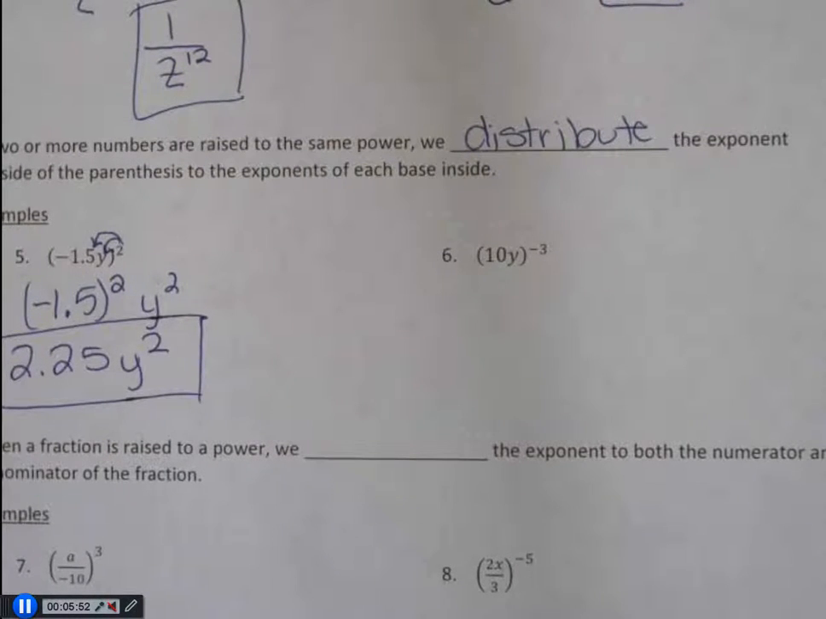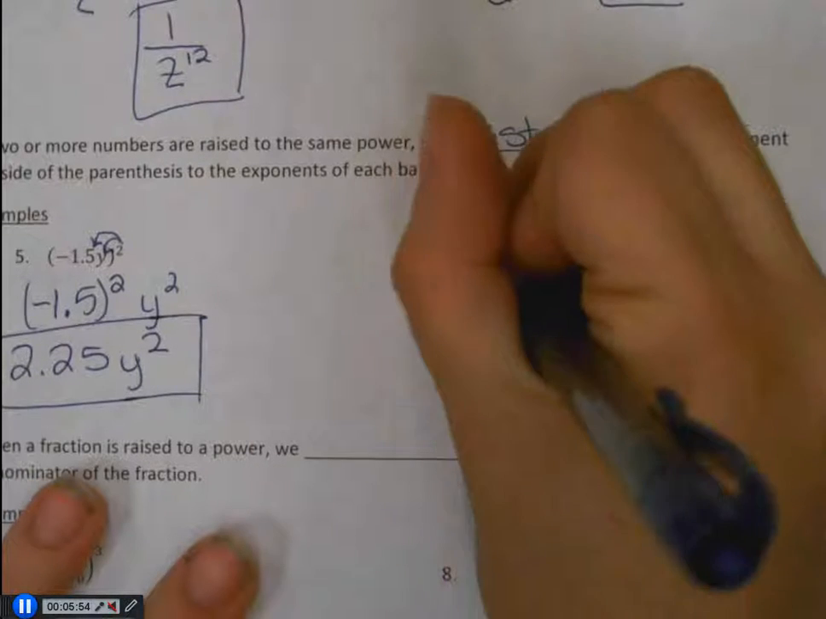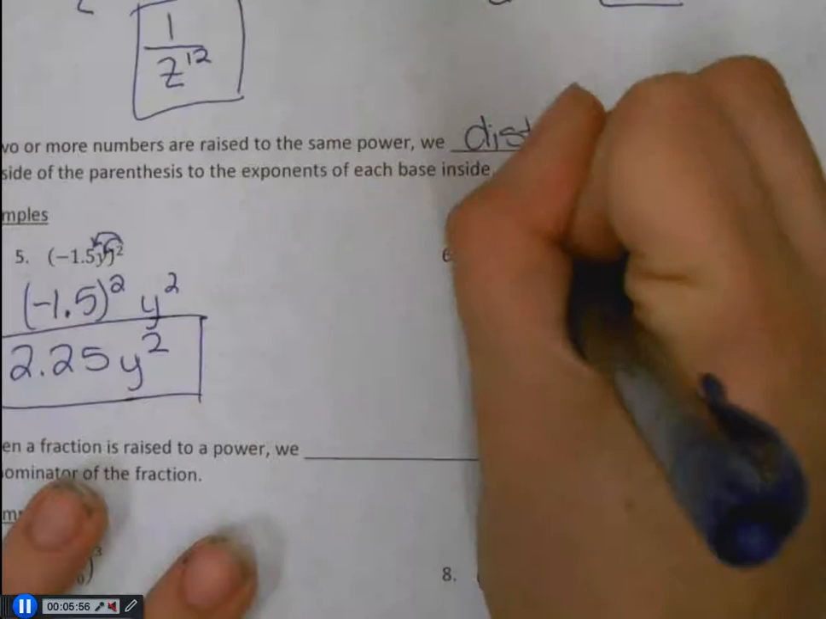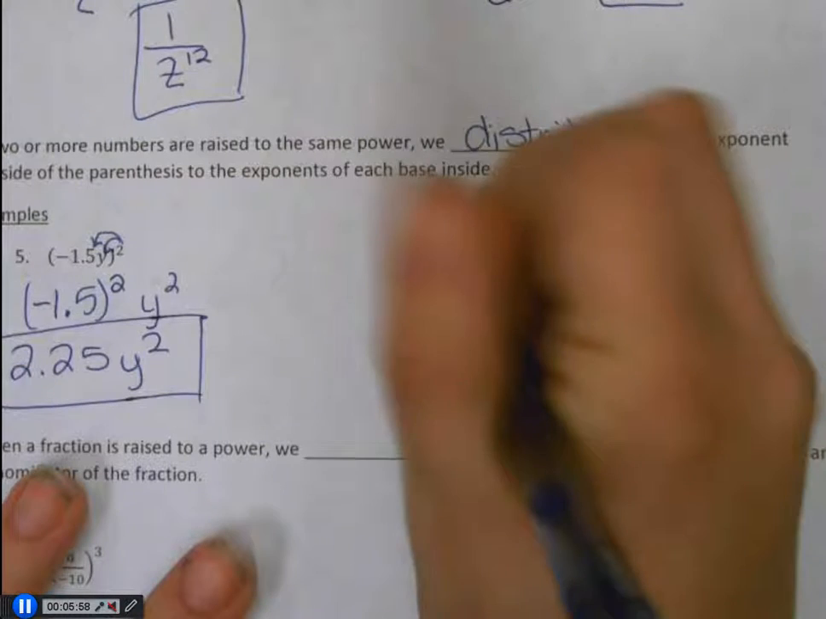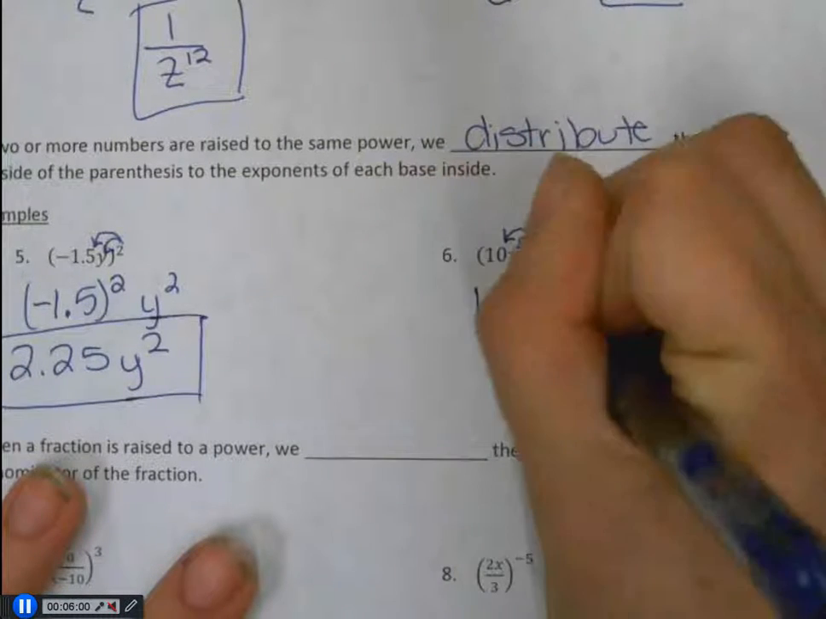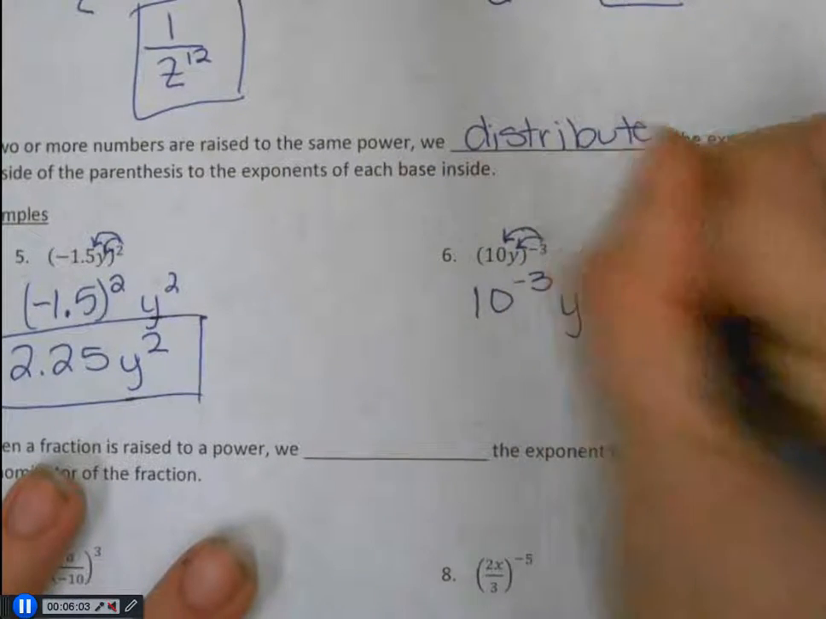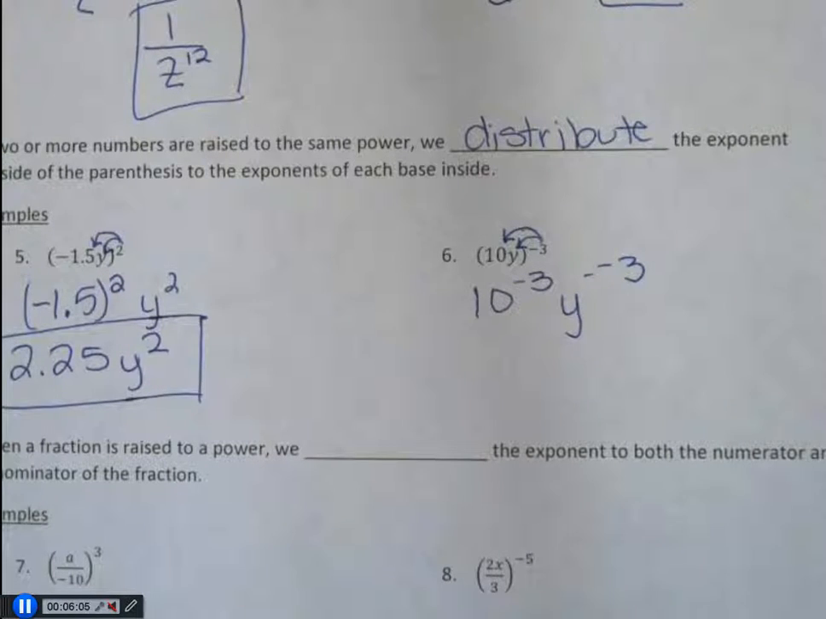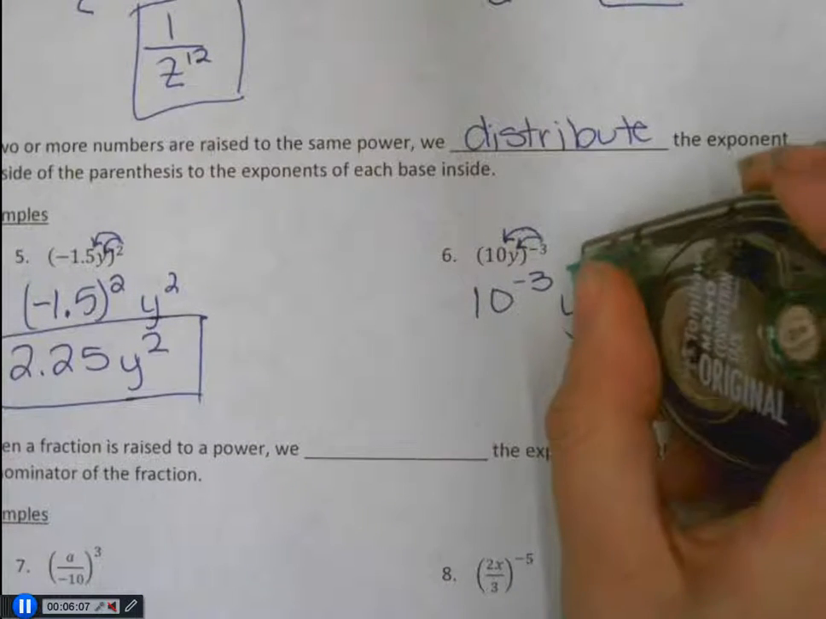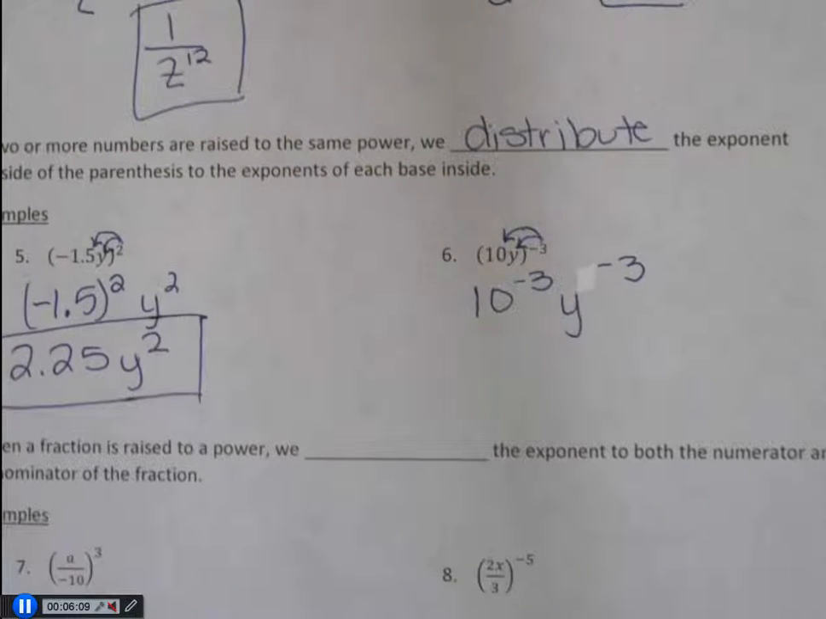Okay, so I'm going to do the same thing for number 6. I'm going to give the negative 3 exponent to the 10 and the y. So I'm going to have 10 to the negative 3 power and y to the negative 3 power. Why did I write negative twice? It's just early in the morning.